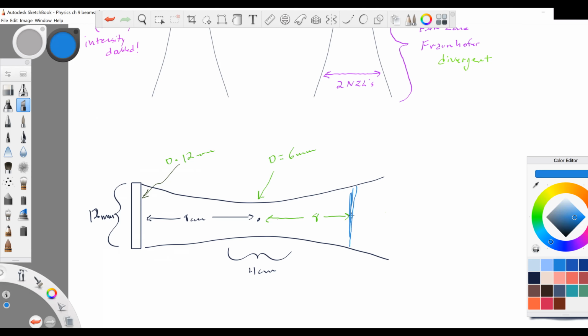Diameter here. This is 2 near zone lengths. It has gone back to 12 millimeters, right? What is the depth at the focus? 8.